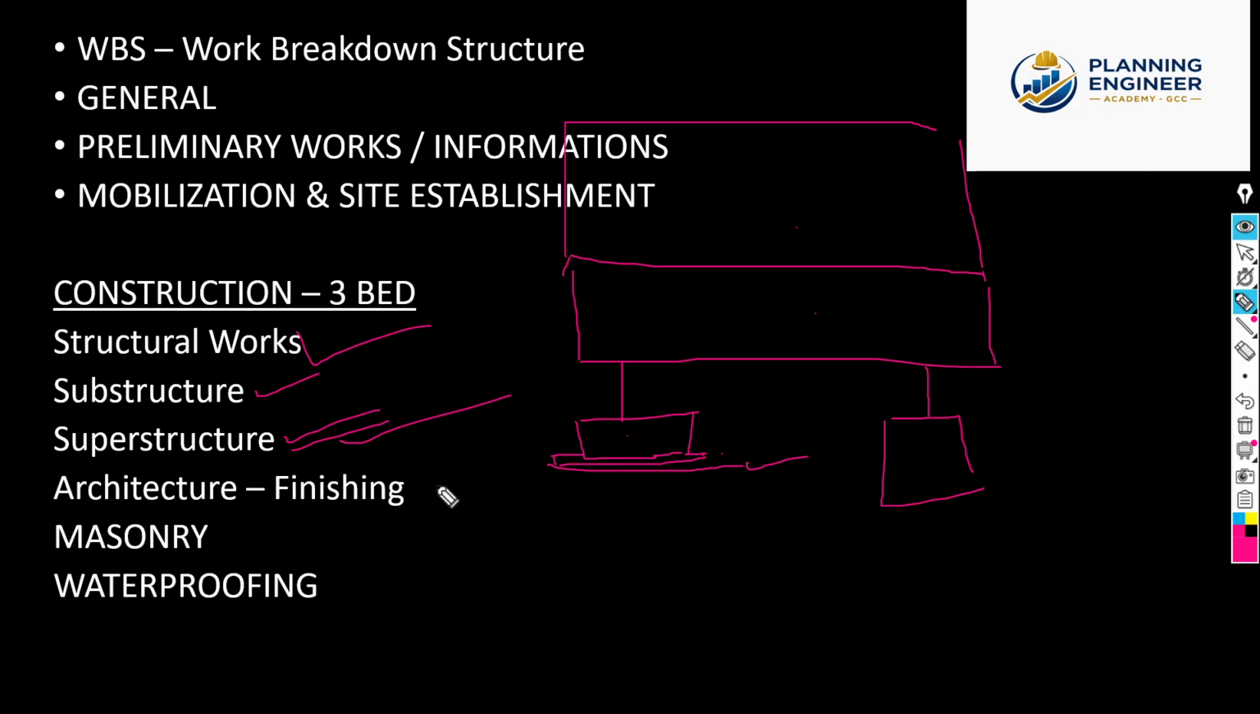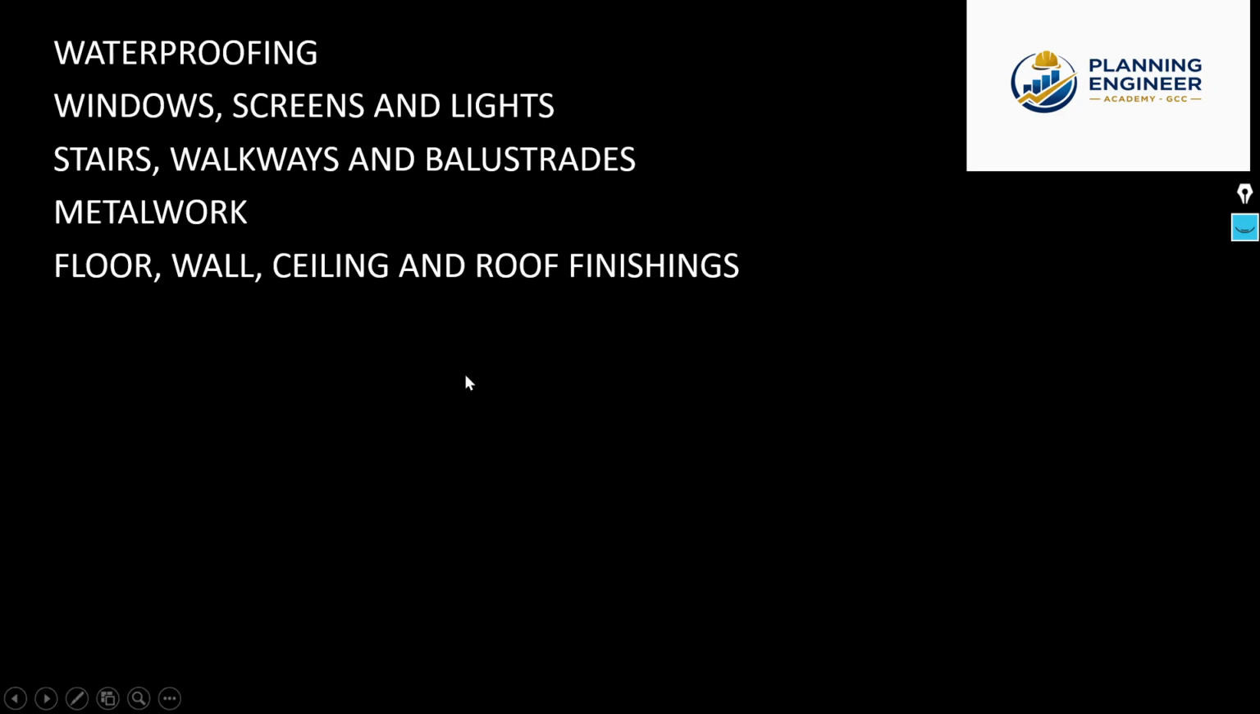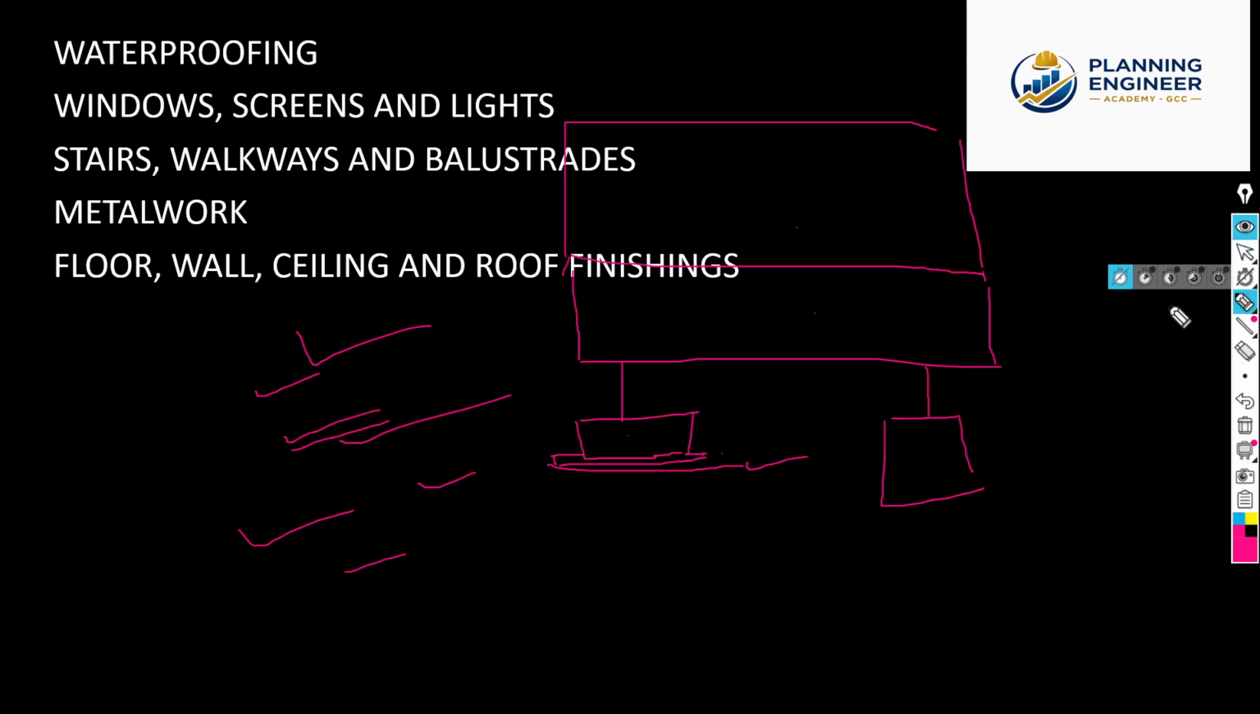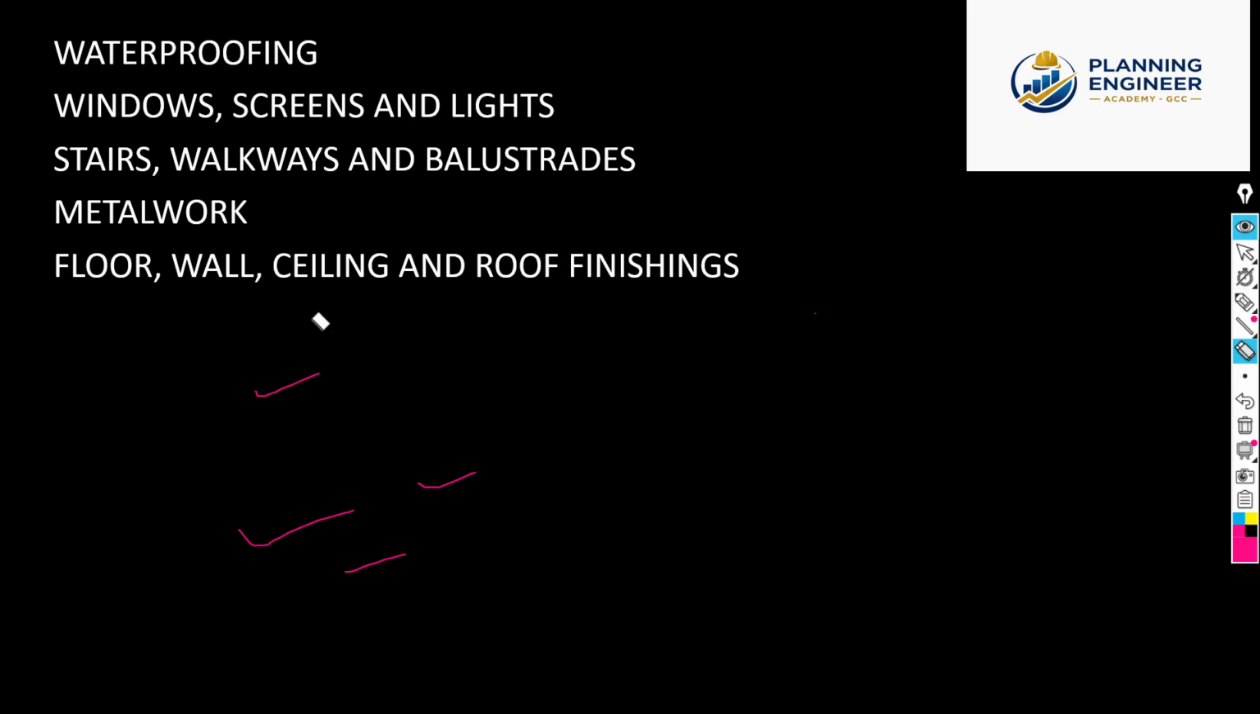So from structure to architecture, once the concrete frame is up, the architecture and finishing phase begins. This is where the WBS becomes more detailed. And then in architectural finishing works, masonry, waterproofing, all these works come. Okay, so let's go to the other phase.